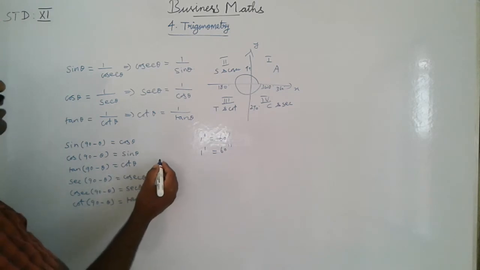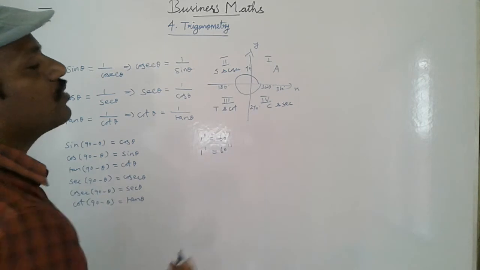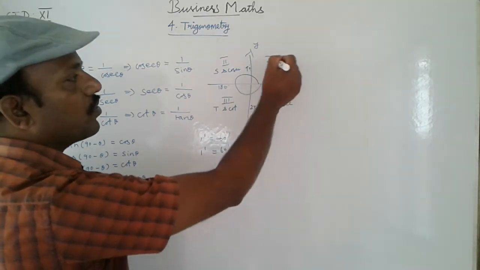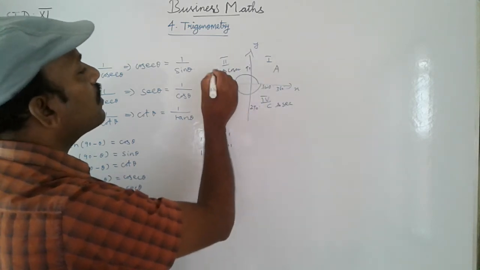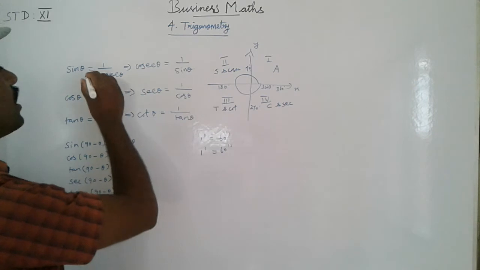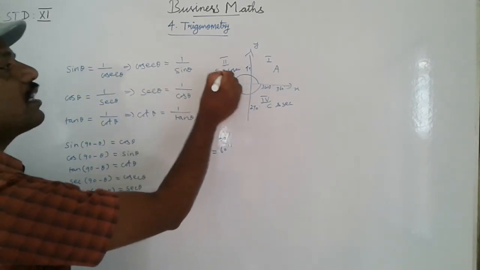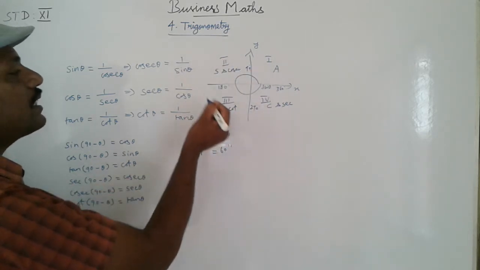All Silver Tea Cup, we should take it. The negative values or positive values? All values are positive in the first quadrant, in the trigonometry ratios. Here Silver means sine and its reciprocal cosecant. Cosecant is positive. Other ratios are negative.